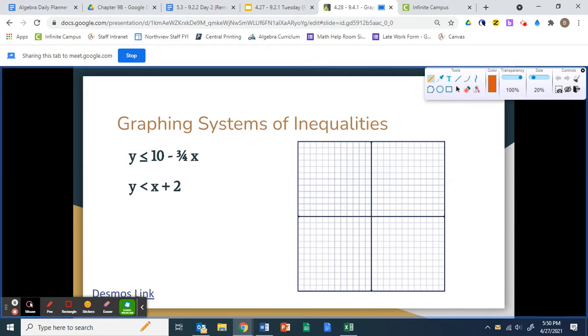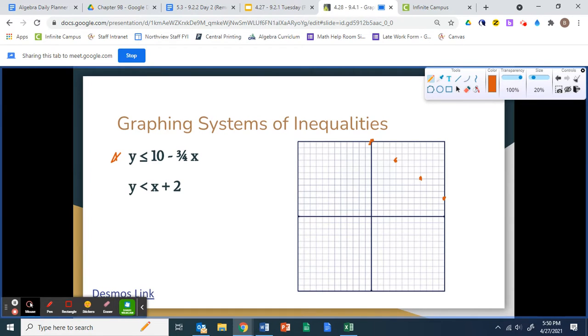I'm going to go ahead and graph the top one here, and I'm going to put a star next to it. So I have y is less than or equal to 10 minus 3/4 x. I'm going to start up at 10, and the slope is negative 3/4, so I go down 3, right 4 and plot that point. I'll do that again: down 3, 1, 2, 3, over 4, 1, 2, 3, 4. You keep doing this, making sure it goes the entire length of your graph.